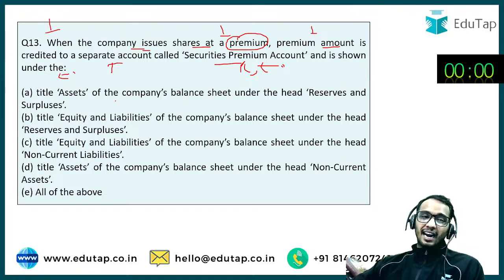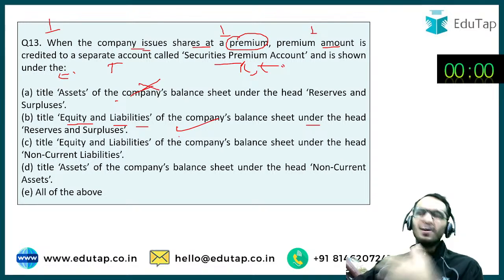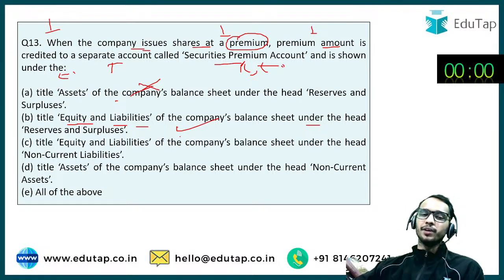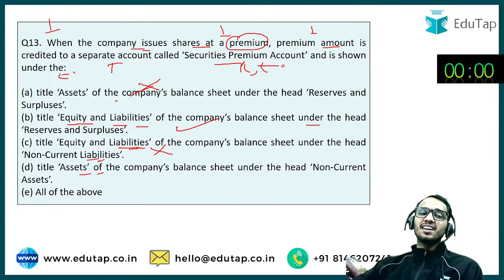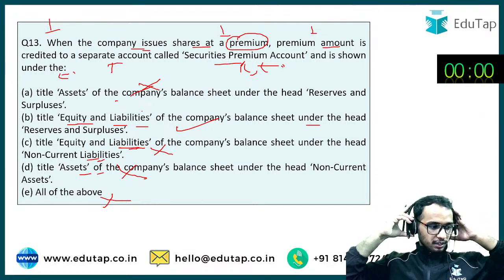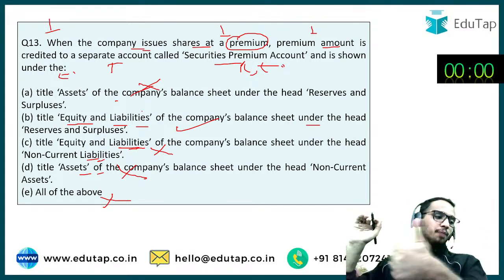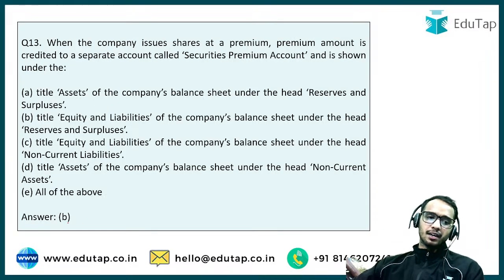Title asset, so you can eliminate this directly. Security premium is a type of reserve. You can't include this in asset. Title equity and liabilities under reserve and surplus. Yes, absolutely correct. So you don't have to even look at the other options, but let's take other options as well to eliminate them. Equity and liability, non-convertibility, no. Title asset, no. Let me check the chat section now. For question number 13, each and every one of you is correct, and I'm really proud of you all. So option B would be the correct answer.